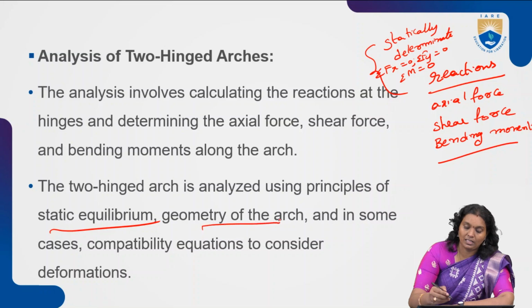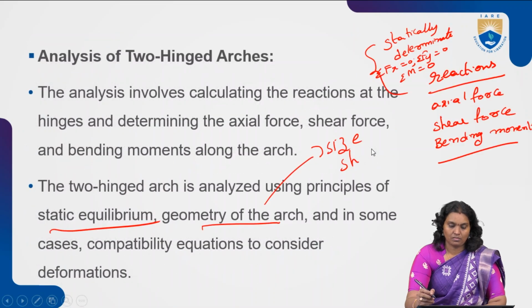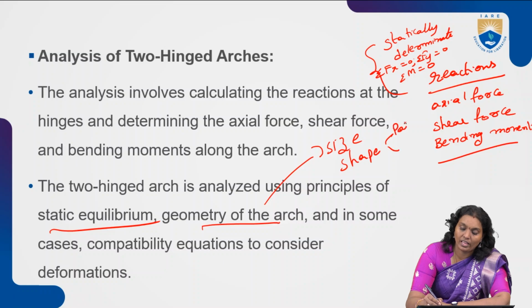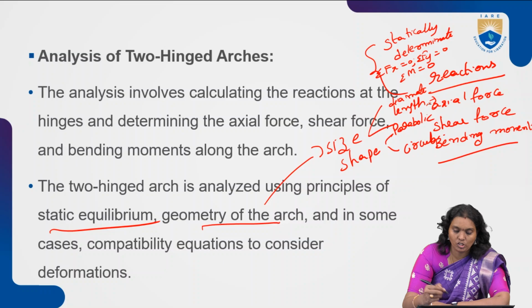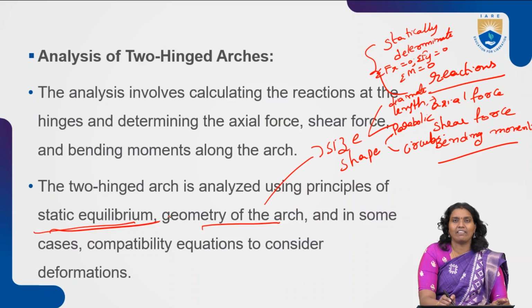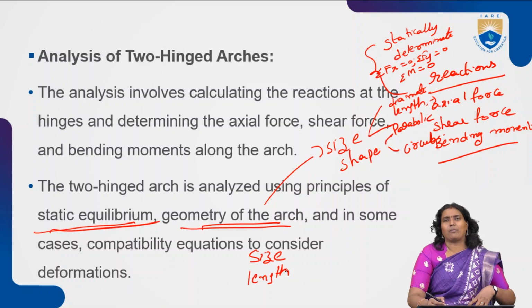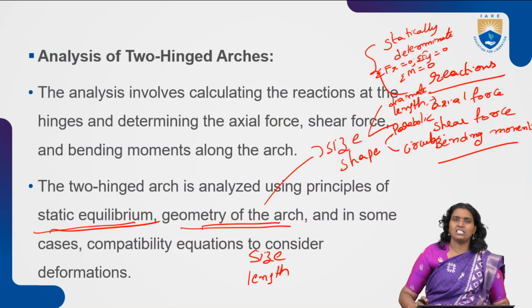The geometry of the arch depends upon the size and shape, whether it is a parabolic or circular arch. And size means the diameter, the length of the span, and the point at which the load is acting, and in some cases compatibility equations to consider deformation. So we have to follow static equilibrium and also the geometry: the size of the arch, its length, and what type of shape we are considering. These are the parameters we need to understand for analyzing two-hinged arches.